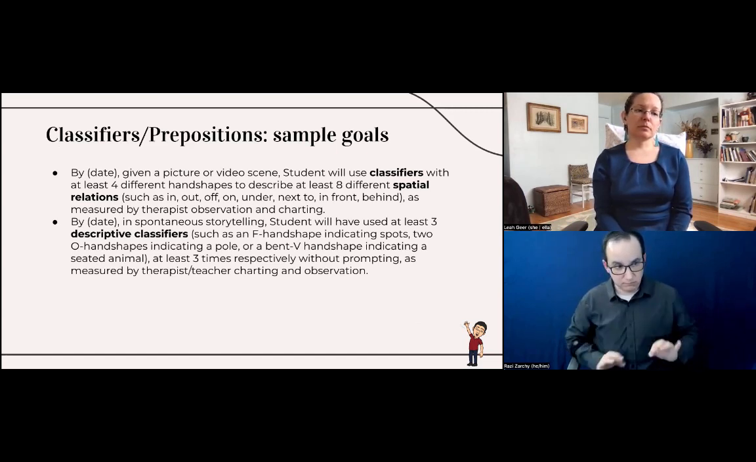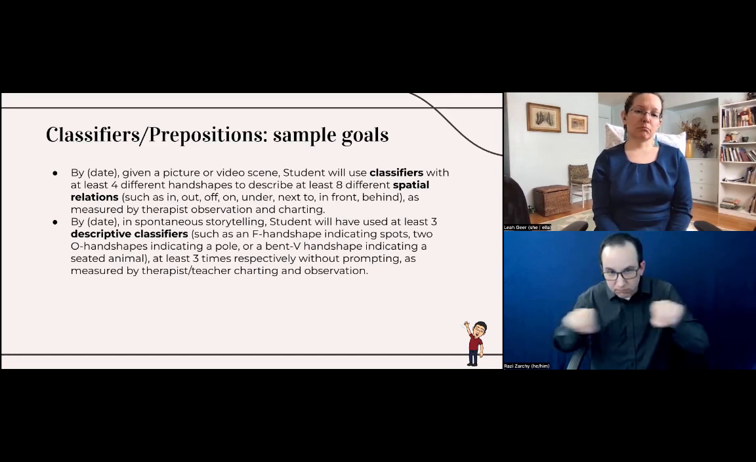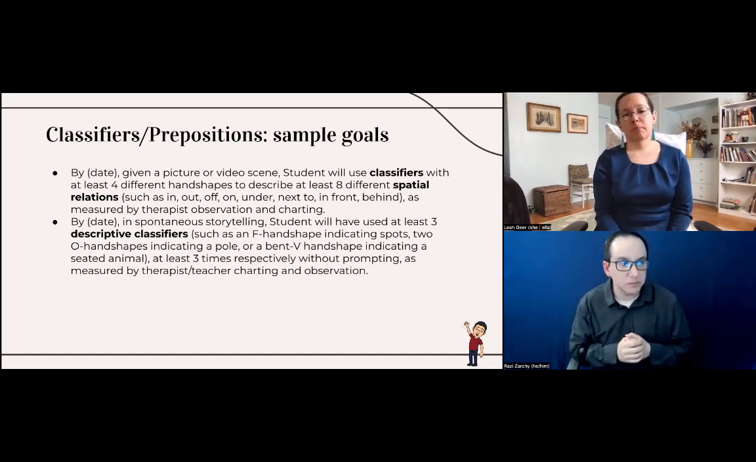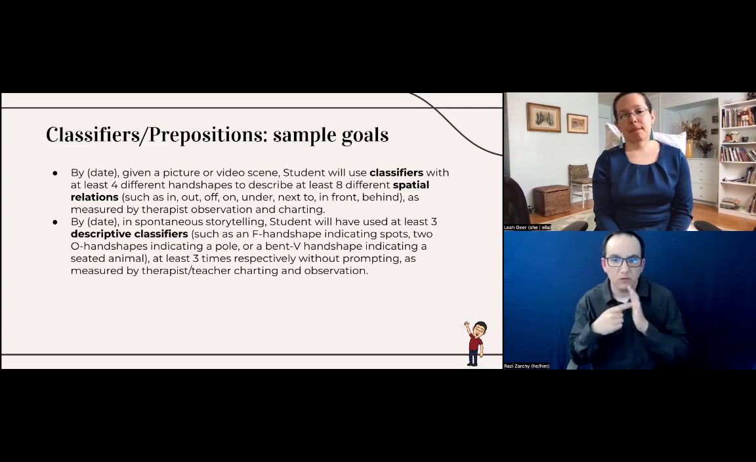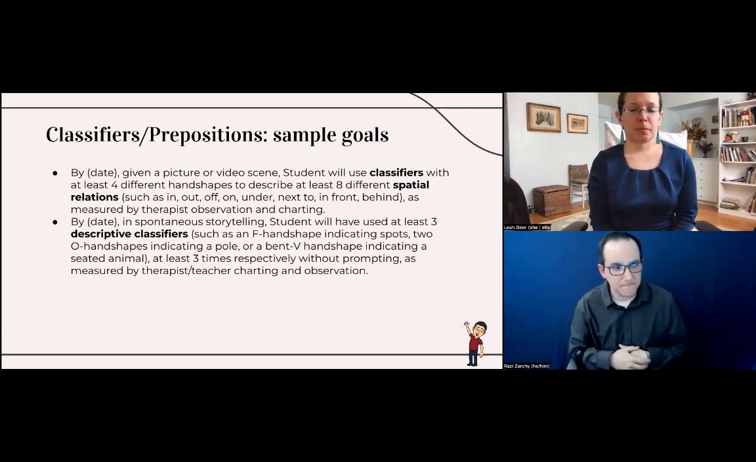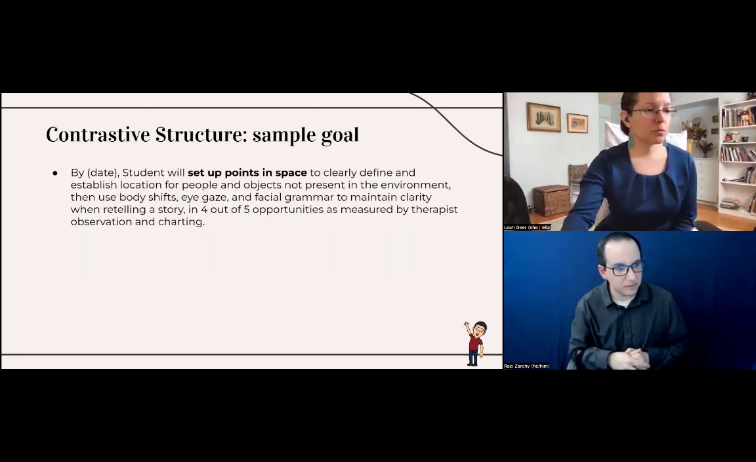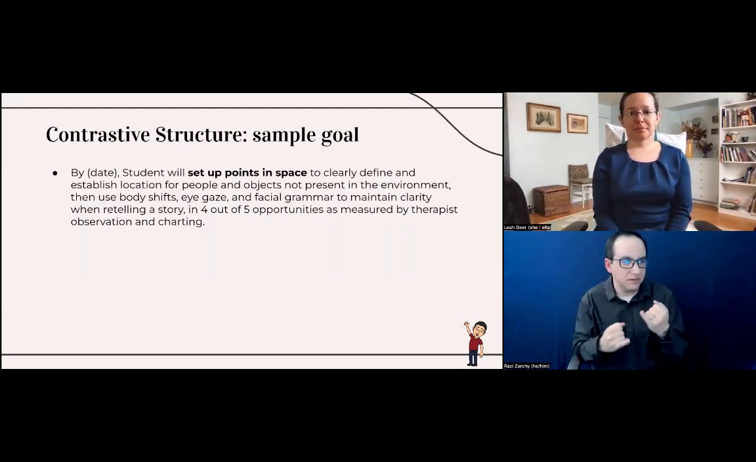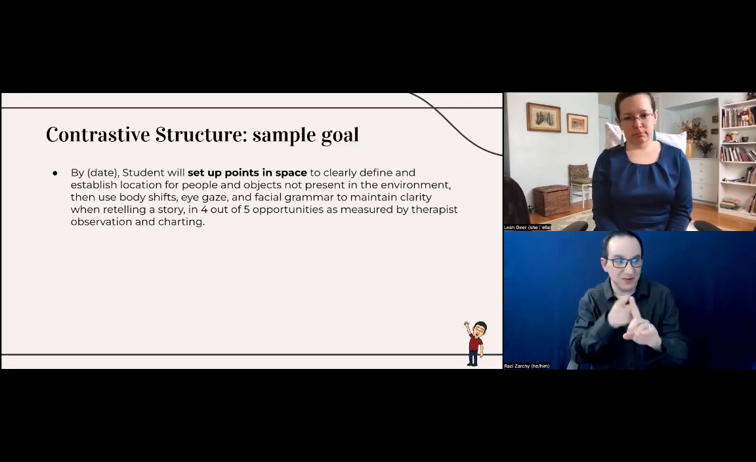Or if you want to practice using different classifiers, if you're maybe using the F hand shape or the O hand shape. Just different ideas to work on classifiers with students. The final one here, syntax goal again.